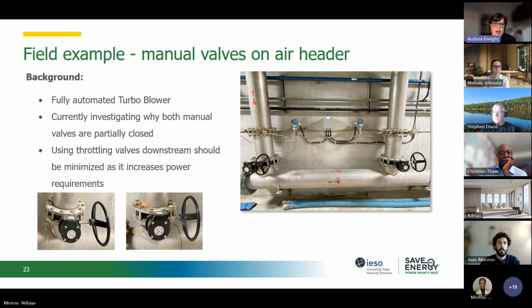And that's sort of a red flag that perhaps this plant is using these valves not just to balance the air, but to also reduce the air to the aeration system. So they're losing money from an energy perspective by doing it this way. So we're working with them right now to make sure that they can still balance their system, but try and get one of those valves fully open and reduce the airflow using their turbo blower controls. Next slide.